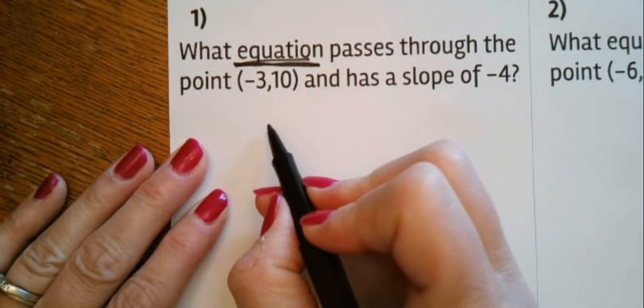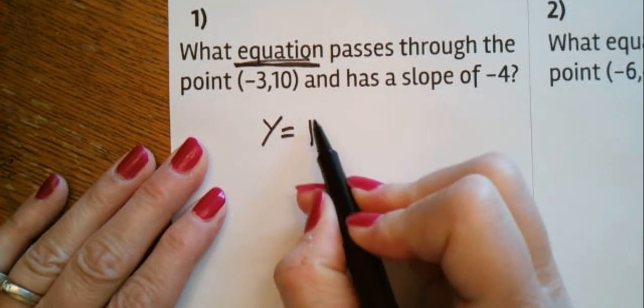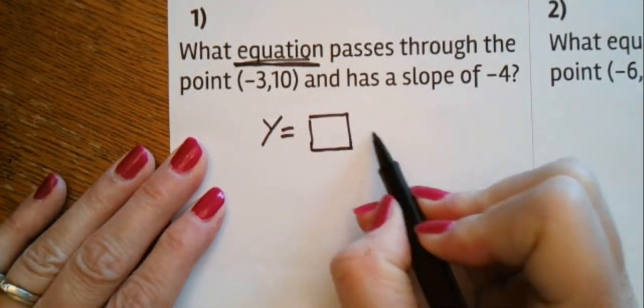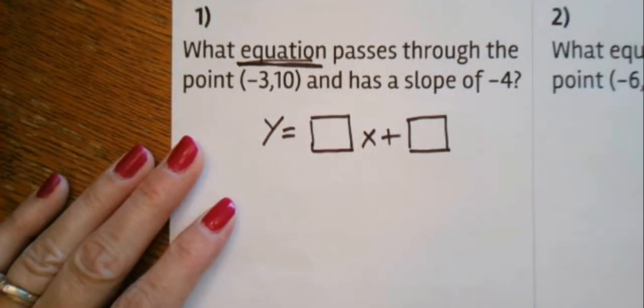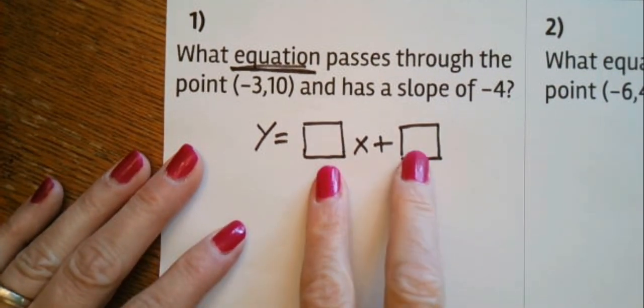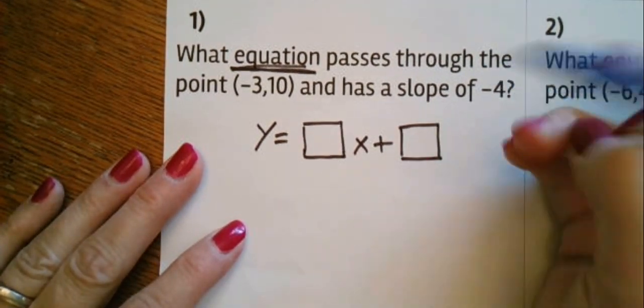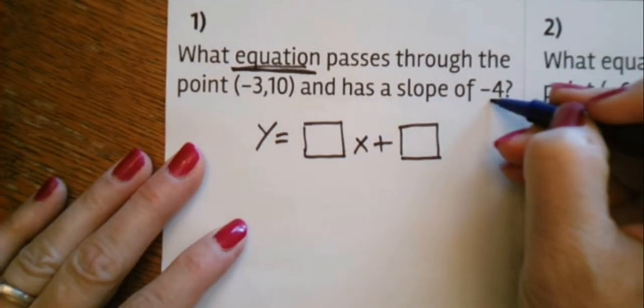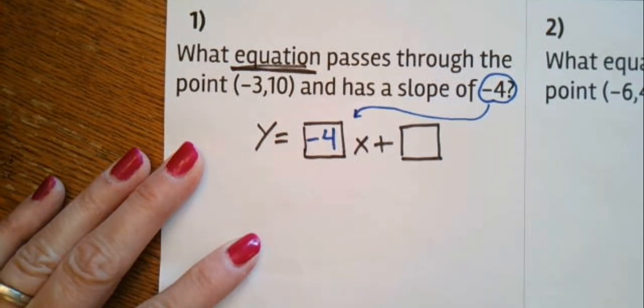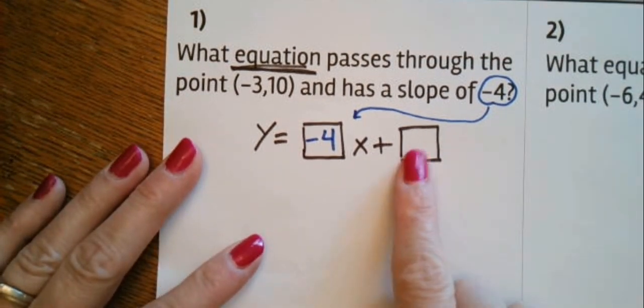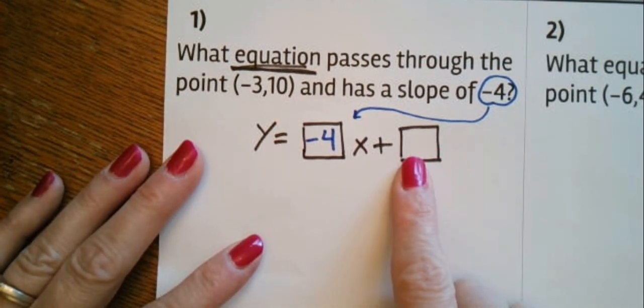All right, so what I'm going to ask you guys to do is just write down a blank equation, and we're just going to fill in the missing parts, okay? So what do I know from the given information? Well, we know that the slope is -4, and I know that that goes right here. So I'm just going to put that right in, okay? But what I don't know is the y-intercept.